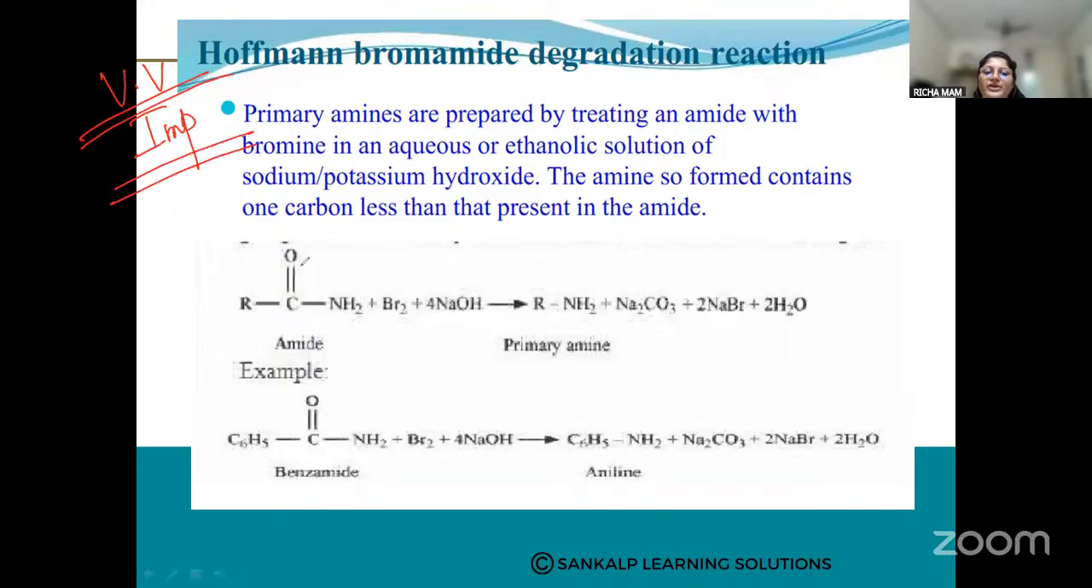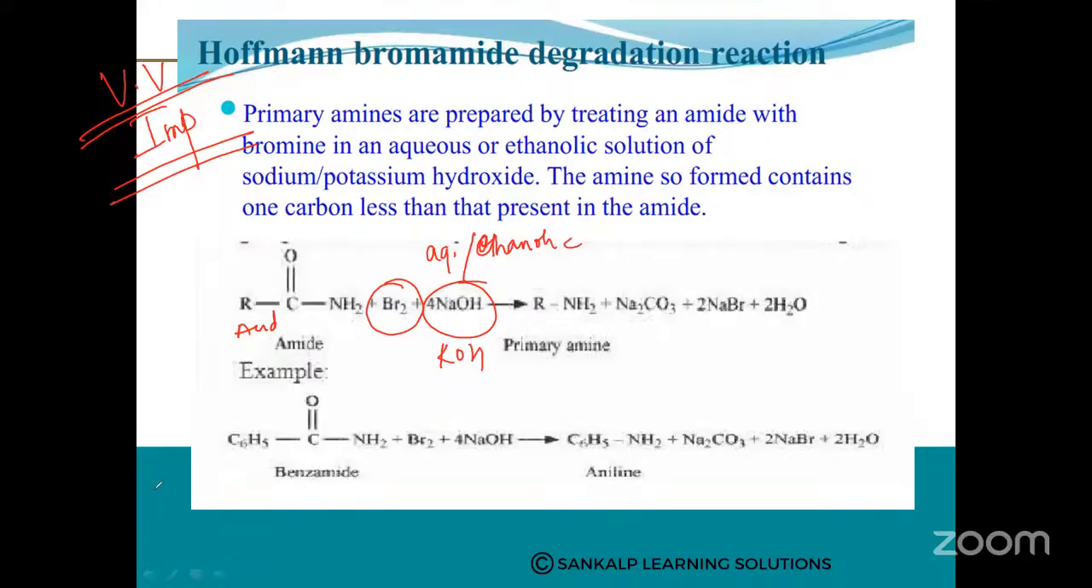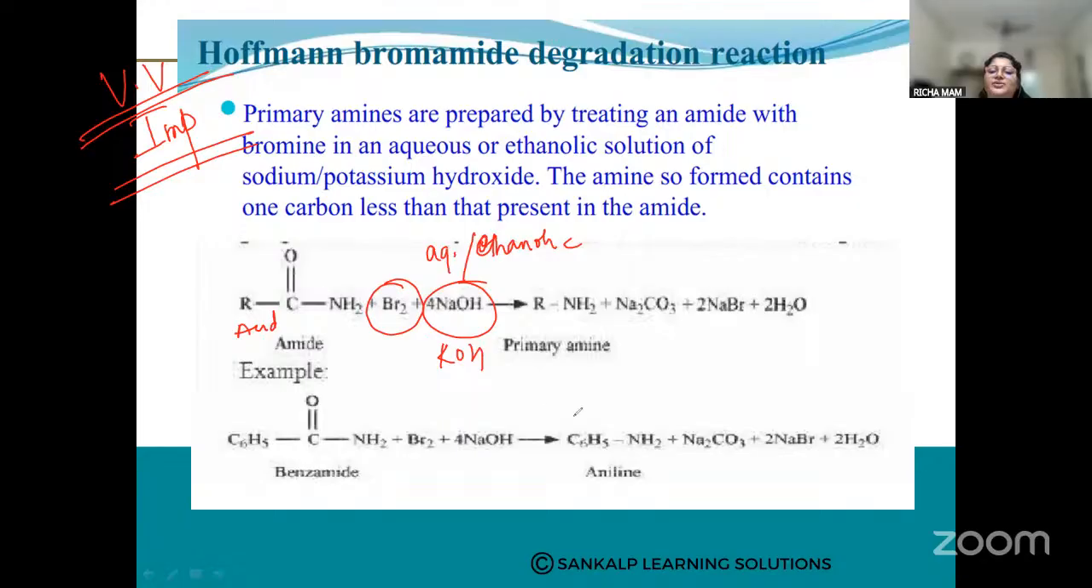What we are doing here is taking acetamide, and we are going to treat it with bromine in aqueous or ethanoic NaOH. You can use NaOH or you can use KOH also. And it gives you a primary amine.